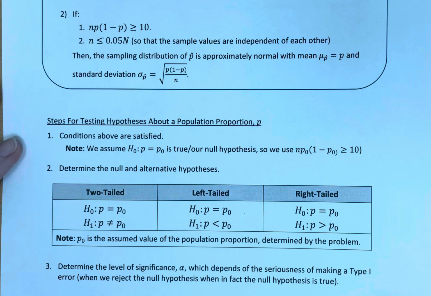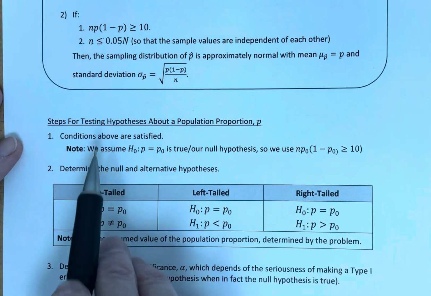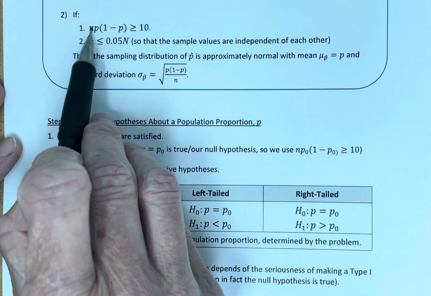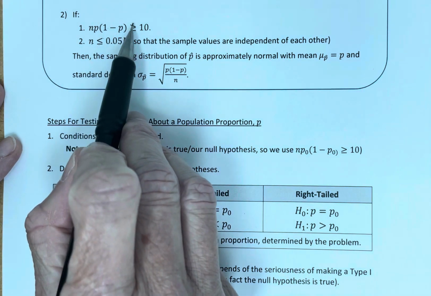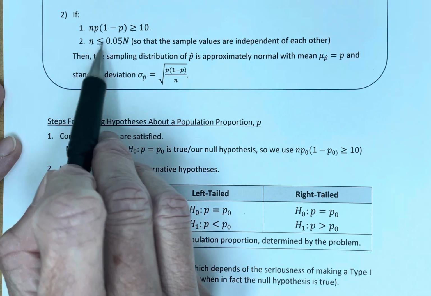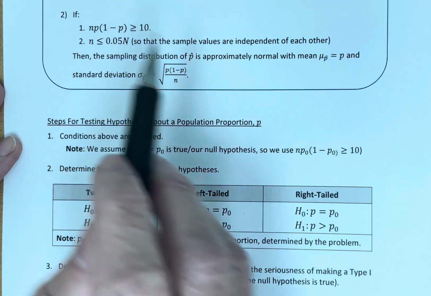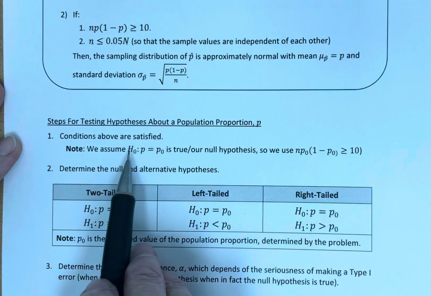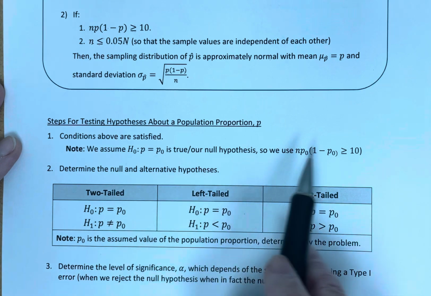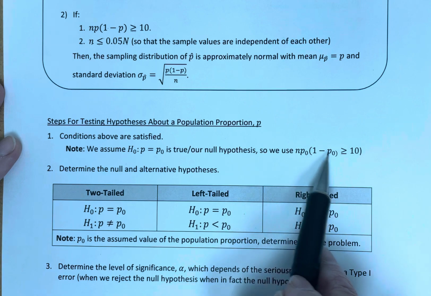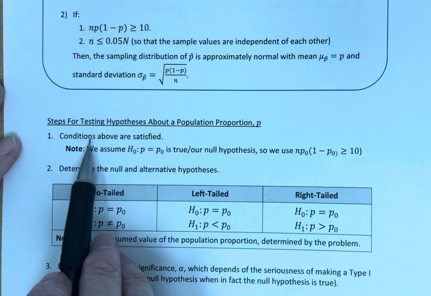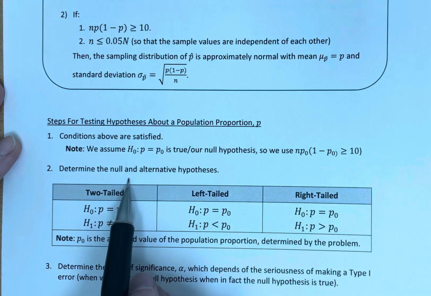Well, we'll begin with: is it normal? Are the conditions above satisfied? These are our two conditions: n times p times 1 minus p greater than or equal to 10, and little n is less than or equal to 5% of the population size. Since we're assuming our null hypothesis p is equal to p sub 0 is true, we're going to use p sub 0 in place of p here to test that condition. Conditions are satisfied, move to number 2.